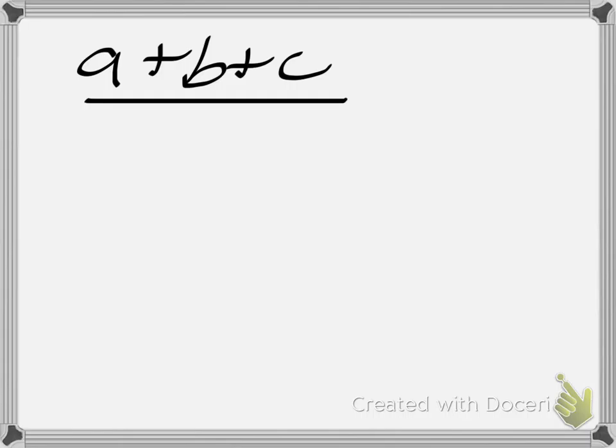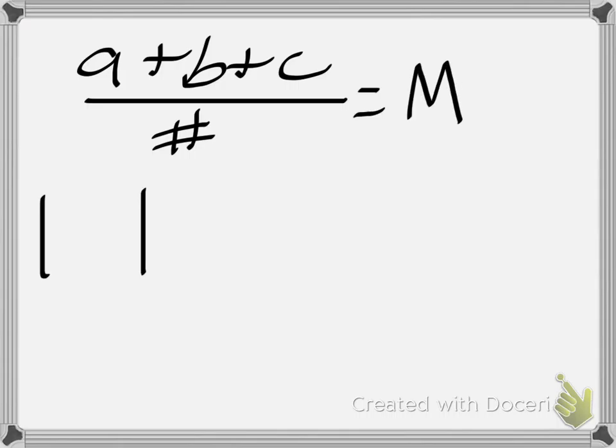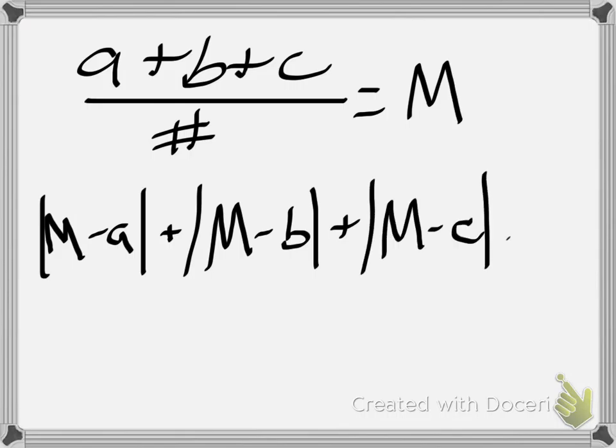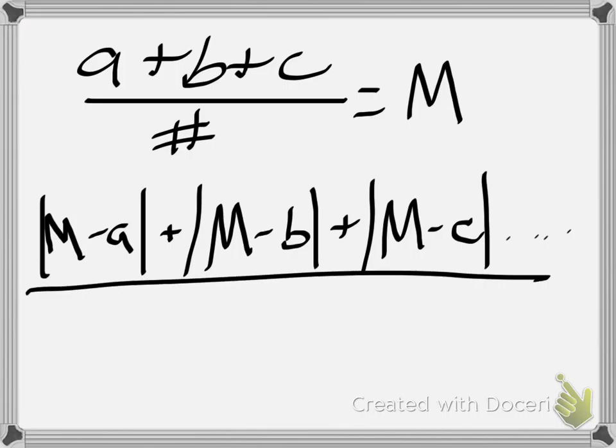So once again, our first step is to add all the numbers together and divide by how many there are. Okay. Once we have that done, that's going to give us the mean. Then we're going to take the mean minus the first number, then the mean minus the second number, plus the mean minus the third number, and we'll keep doing that for however many there are, and then we'll simply divide by the number of numbers.